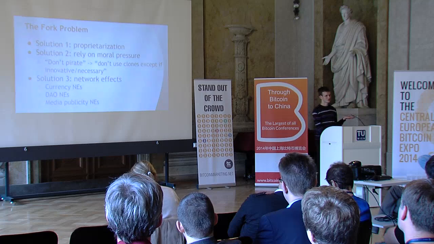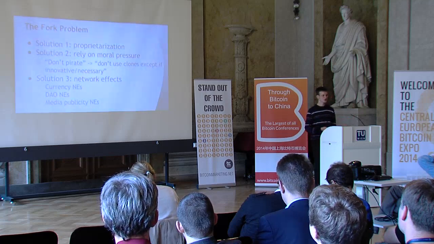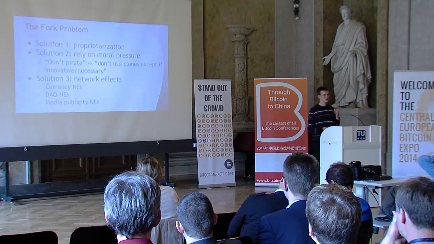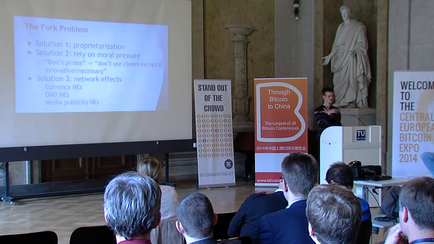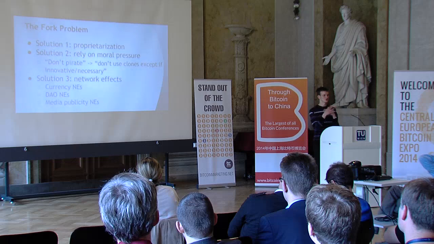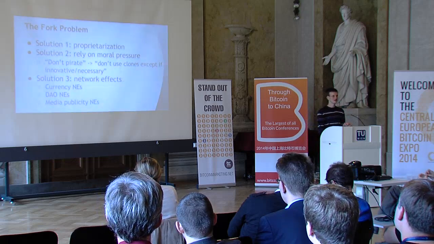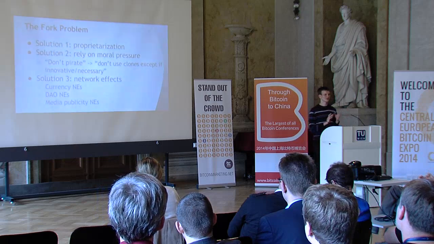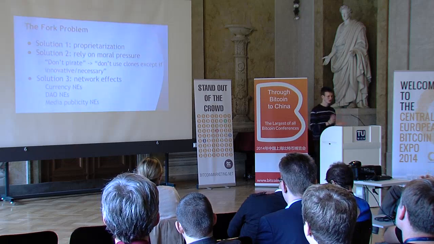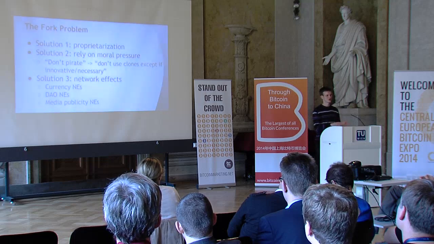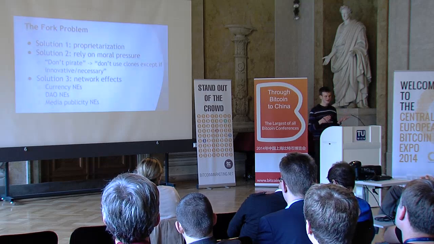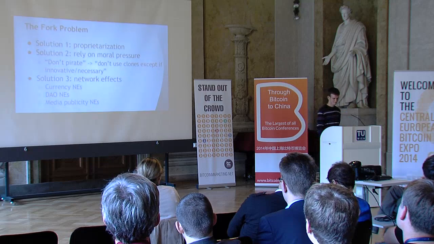Another solution is to just rely on network effects. We know that currencies have network effects. We know that ecosystems with lots of interlinking DAOs and lots of interlinking decentralized applications inside of them have network effects. And of course, media publicity. Bitcoin is more popular than Litecoin, even though Litecoin is strictly superior with its 4 times faster block time, because everyone heard of Bitcoin first.